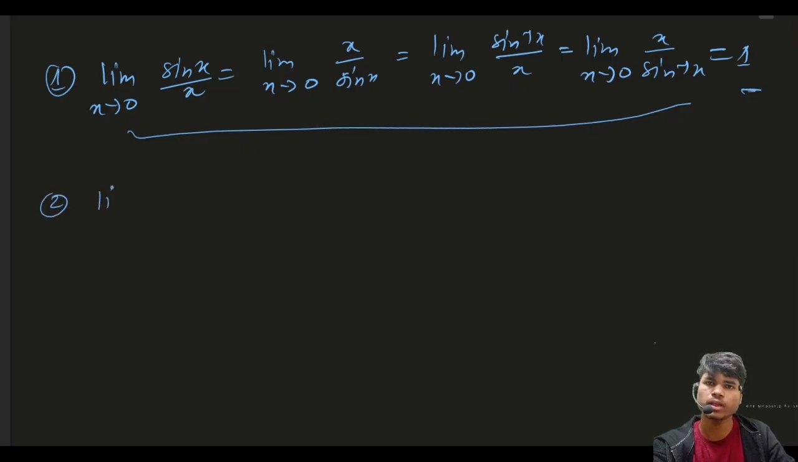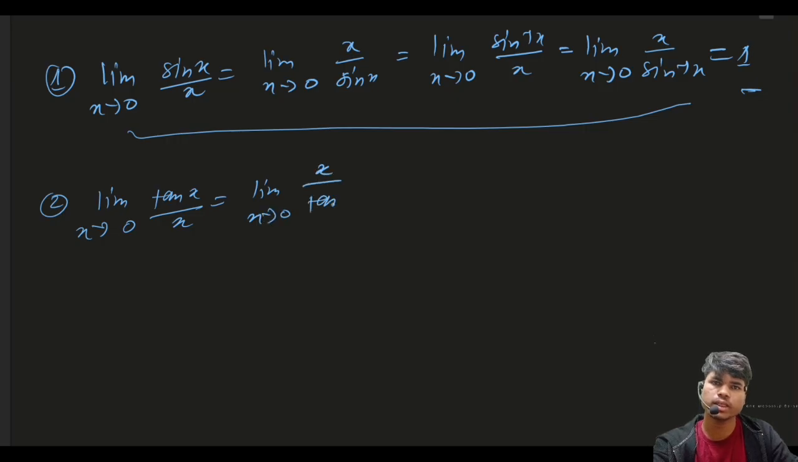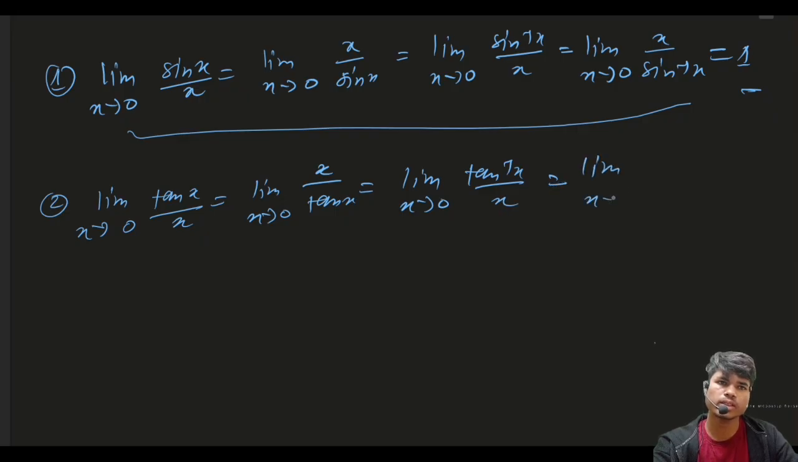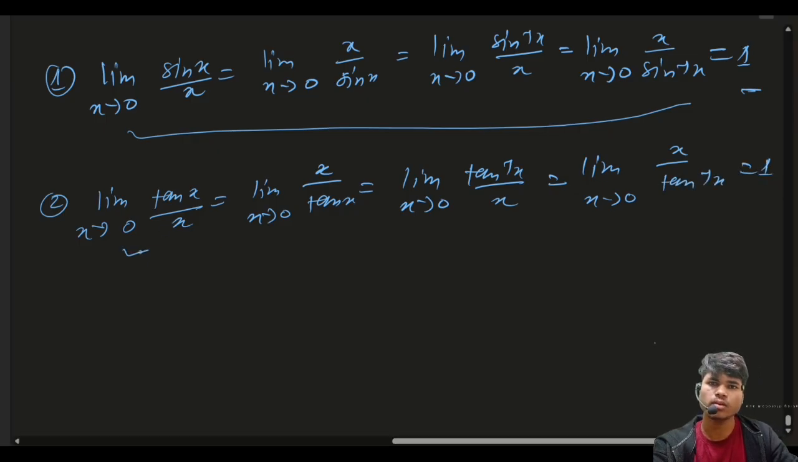Second, limit x tends to 0 tan x divided by x equals limit x tends to 0 x divided by tan x equals limit x tends to 0 tan inverse x divided by x equals limit x tends to 0 x divided by tan inverse x equals 1. All these limit values will be equal to 1.